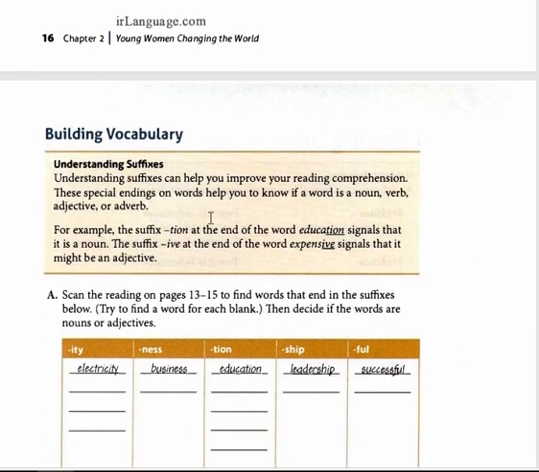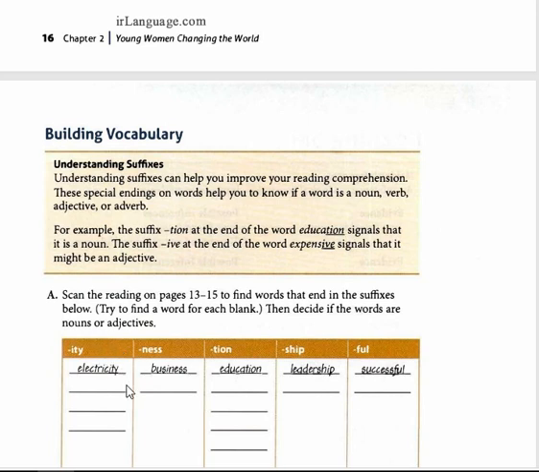So we have another exercise regarding the suffixes. You have to know what is meant by suffixes. Understanding suffixes can help you to improve your reading comprehension. These special endings on words help you to know which class of words you are writing or reading: noun, verb, adjective or adverb. For example, the suffix -ition at the end of the word education signals that it is a noun. The suffix -ive at the end of the word expensive signals that it might be an adjective, and so on.